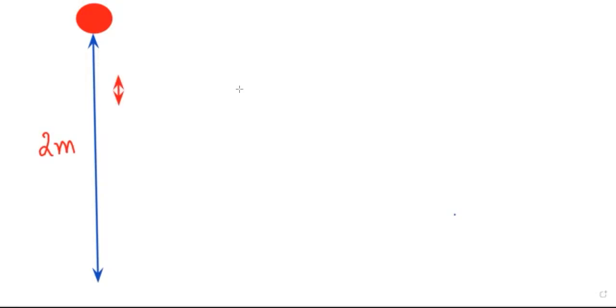This is the question about the bouncing of a ball, in which the ball was initially dropped from a height of 2 meters. Suppose this is the ball and the height of the ball is 2 meters. The question states that after bouncing from the concrete, it can go up to 80% of the original height. So 80% of 2 meters is 1.6 meters.